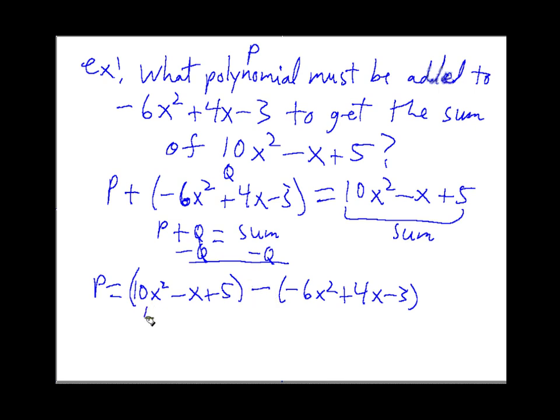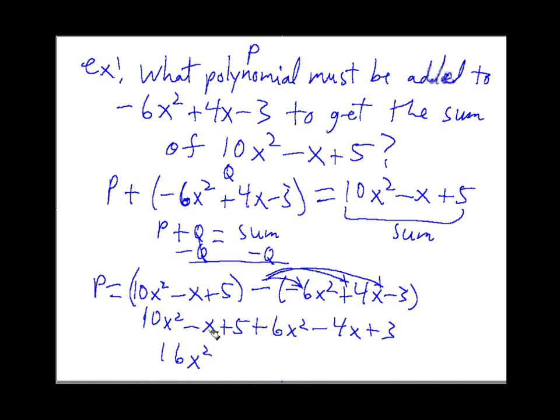Let's distribute the minus sign. So let's bring down the 10x squared, the minus x, and the plus 5. The first polynomial stays the same. Distribute this negative here, so opposite of negative 6x squared is going to be what? Positive 6x squared, all right? Opposite of 4x will be what? Minus 4x. And opposite of negative 3 will be what? Positive 3. Okay? Now let's go and combine like terms again. Let's do it in our head. 10x squared plus 6x squared is what? 16x squared. All right? And negative x minus 4x is negative 5x. And then 5 and 3 is going to be what? Positive 8. Okay?